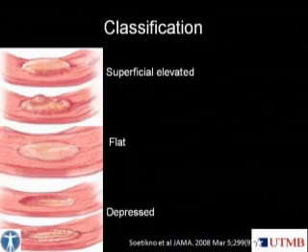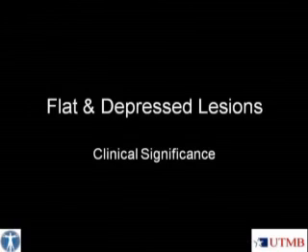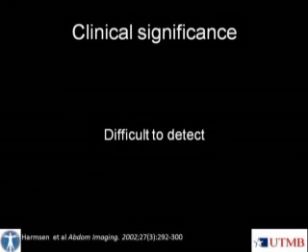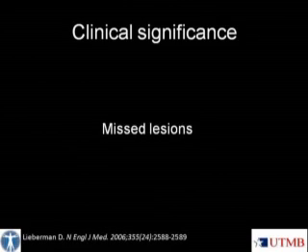Though originally classified into superficial elevated, flat and depressed lesions, colloquially, flat and superficial elevated lesions have been referred to combinedly as flat lesions. Flat and depressed lesions are difficult to detect both by colonoscopy as well as CT colonography. These lesions might be contributing to the pool of missed lesions which lead to interval cancer, which occurs at a rate of 0.3 to 0.9%.